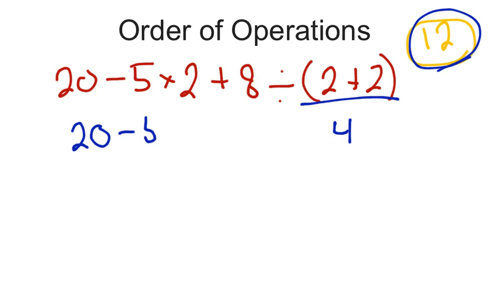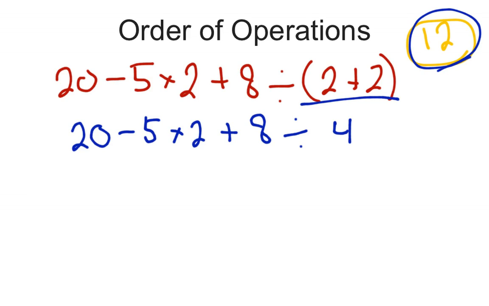So I'm going to rewrite the 20 minus 5. The times 2 is still there. The plus 8 is still here. And then divided by, instead of that parentheses, now we have divided by 4. Okay, so the P in parentheses is done. The P in please or parentheses. We move on to the E in the word excuse. E is exponents. I don't see any exponents that we need to do.